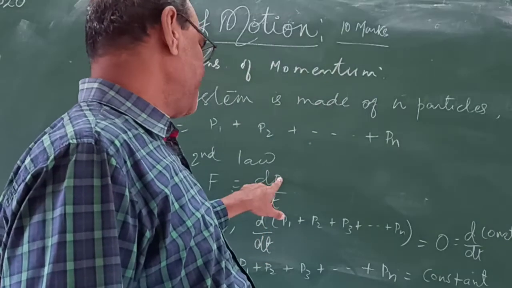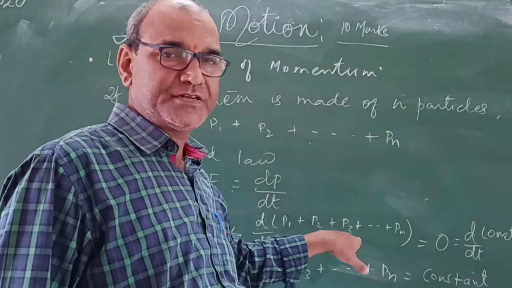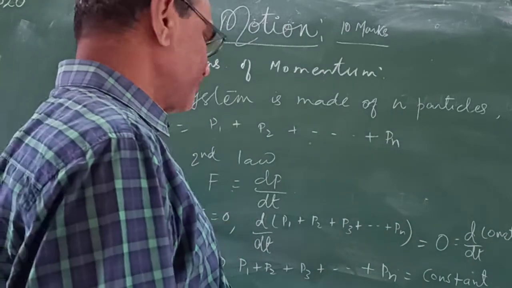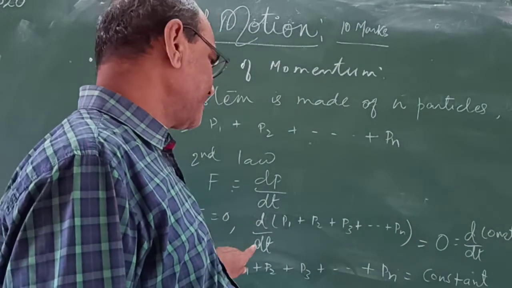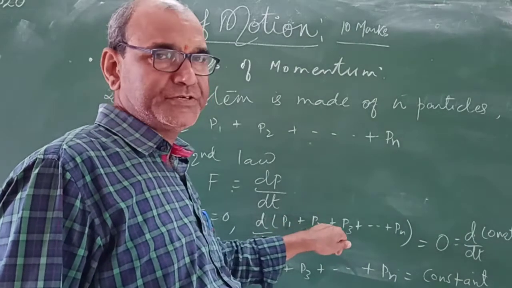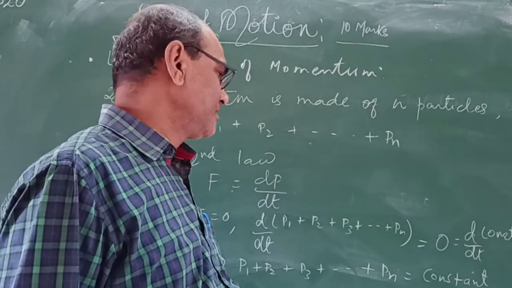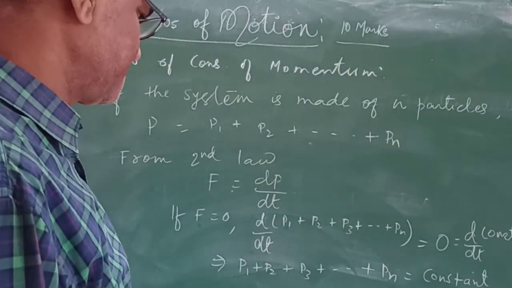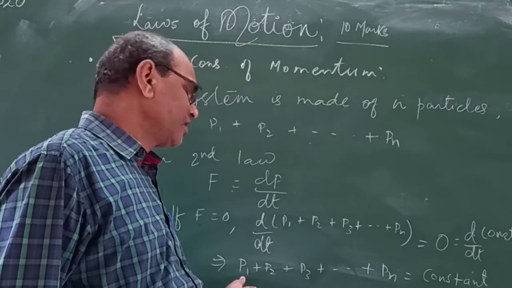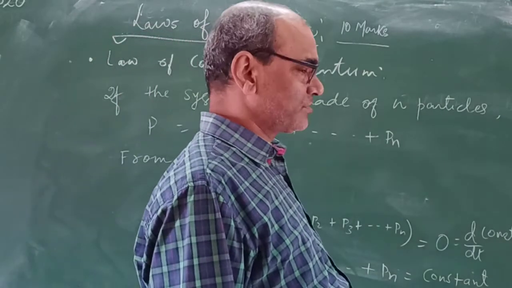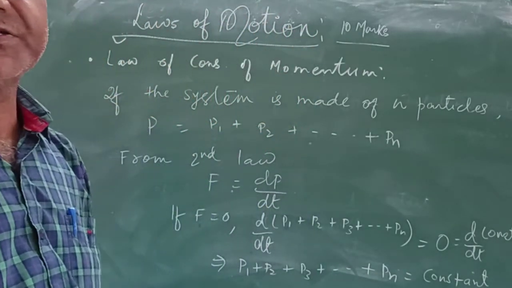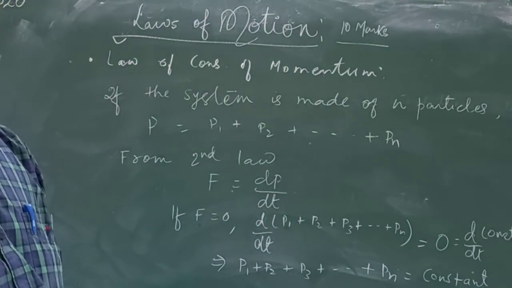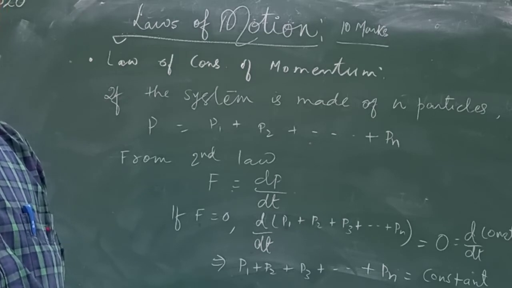Because P is equal to P1 plus P2 plus P3 plus P4 plus P5 and so on up to Pn. If no external force is applied, then d by dt of P1 plus P2 plus P3 plus so on up to Pn is equal to 0, which is equal to d by dt of a constant. Differential of any constant is equal to 0. Therefore, P1 plus P2 plus P3 plus so on up to Pn is equal to constant, which is the law of conservation of momentum or linear momentum.